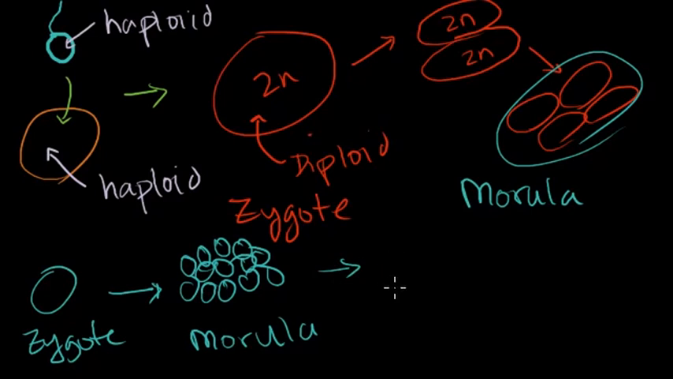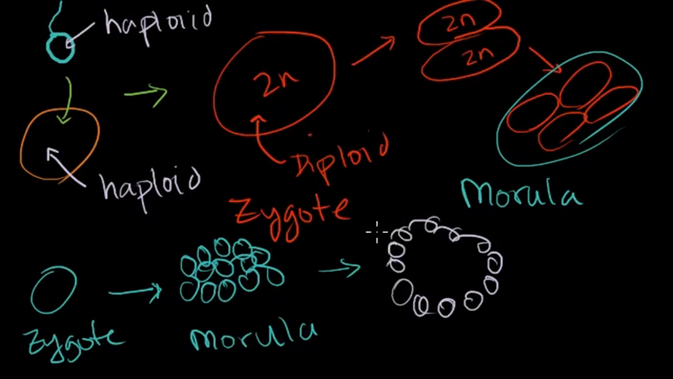Let me make it a little bit more sphere-like. So it starts differentiating between outer cells, and this would be a cross-section of it. It's really going to look more like a sphere. That's the outer cells. And then you have your inner cells on the inside. These outer cells are called the trophoblast.